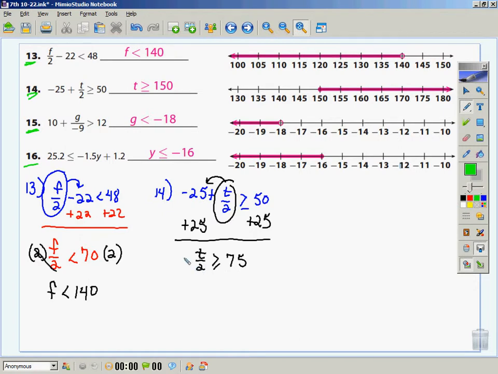T is being divided by 2, so I multiply both sides by 2. And t is greater than or equal to 150. Because it can be equal, it's a filled-in circle on 150. Because it's getting greater, we're going to draw our line to the right.